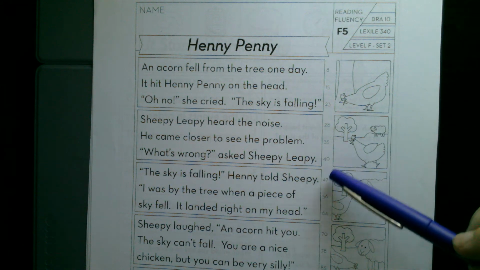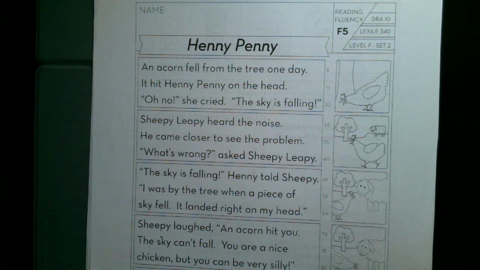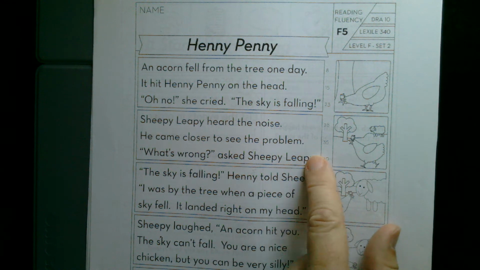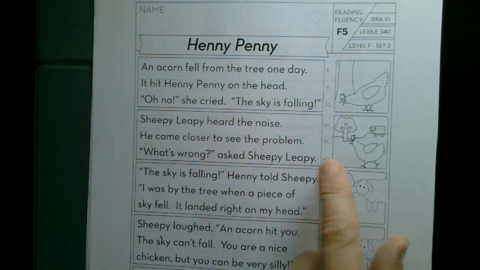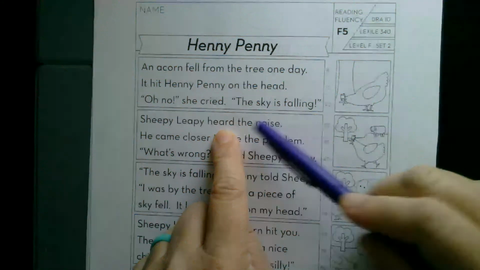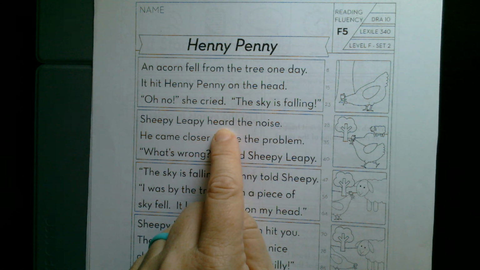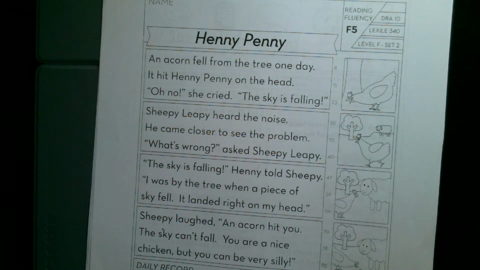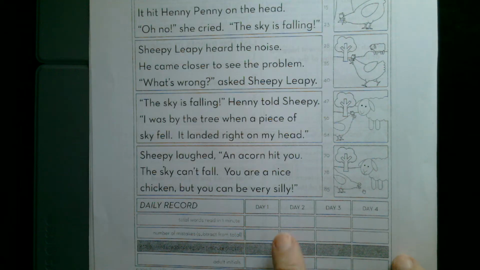Over here are the word counts to help you figure out how many words they read. So if they stopped right at the end of sheepy leapy, that would be 40 words. If they stopped over here at herd, 28 would be the complete line, so it would be 27, 26. It'd be 26 words. If they make it all the way to the end, it's 85 words. Whatever they make it to, you are going to record right here. Total words read in a minute.